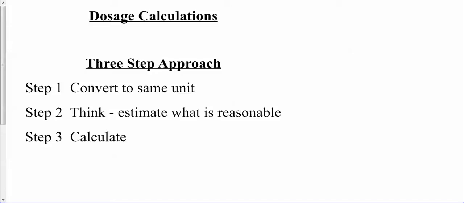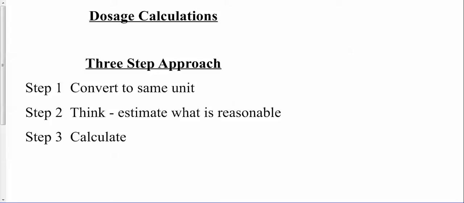The first step is that we have to convert to the same unit. Thus, the order from the physician and the supply that we have on hand has to be in the same unit of measurement, whether that is in milligrams, grams, or some other unit of measure. Generally, we convert to the smaller unit of measure so we have less decimals in the problem.